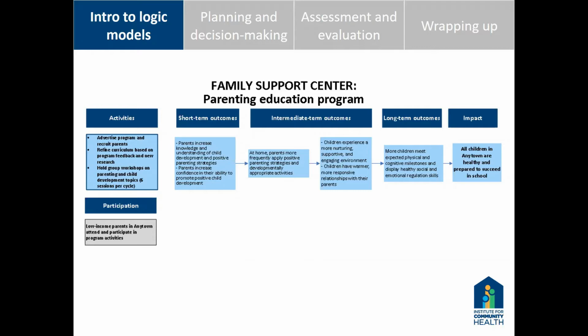And so then we also see that more children meet expected physical and cognitive milestones and display healthy social and emotional regulation skills, which then leads to the ultimate impact that all children in any town are healthy and prepared to succeed in school. So this is our logic model for the program. We also have participation down here: low-income parents in any town attend and participate in program activities.